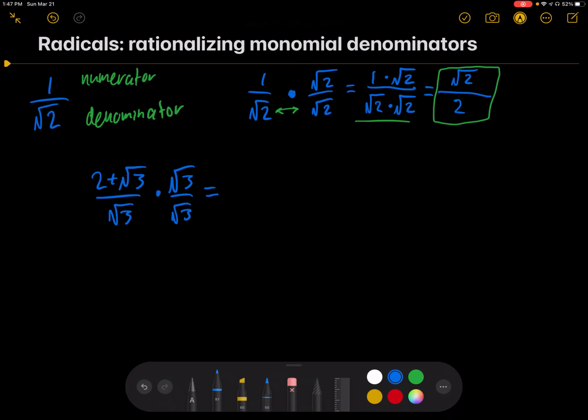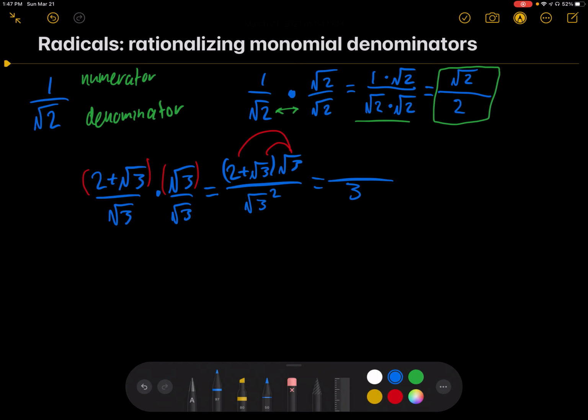So this is the same as, let's see, 2 plus square root 3 times square root 3 over square root of 3 squared. We know the square root of 3 squared is just going to be 3 because they cancel. And then on the top, don't forget, this is important, that since this is one group and this is one group, you're going to have to multiply that square root of 3 by everything using the distributive property, which you should know by now.